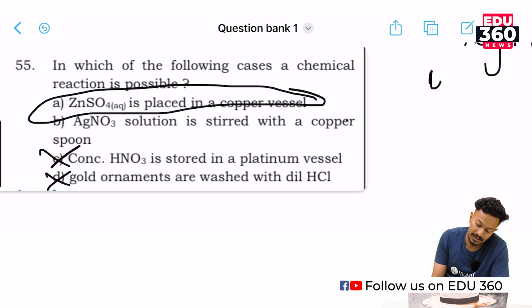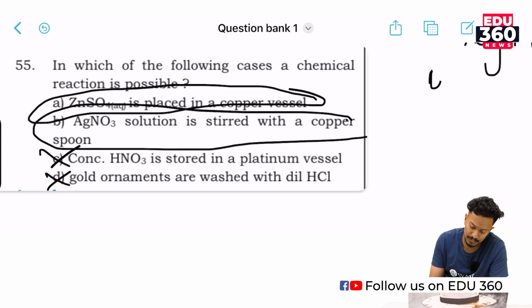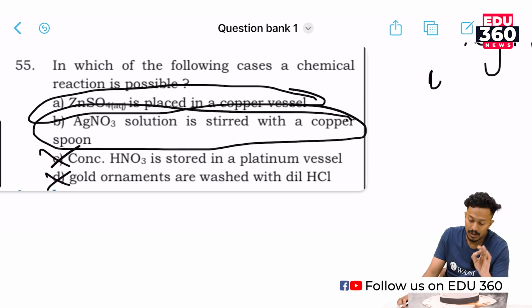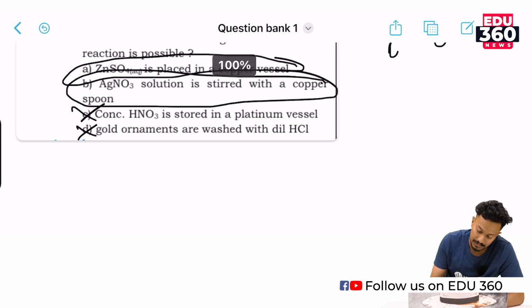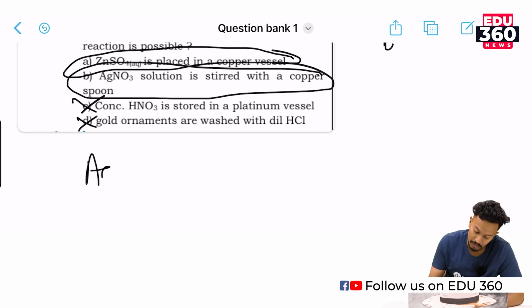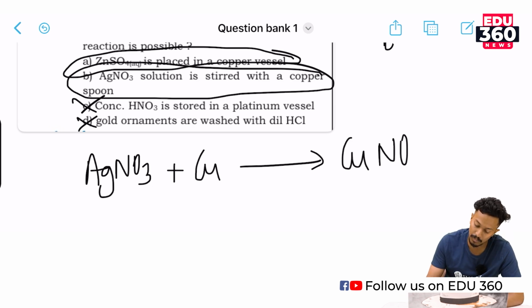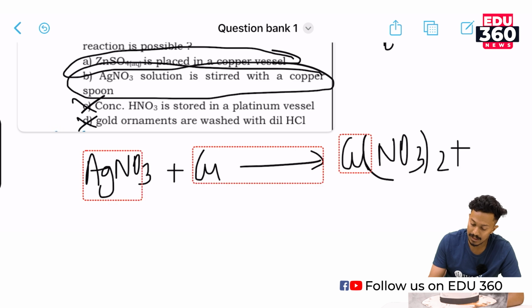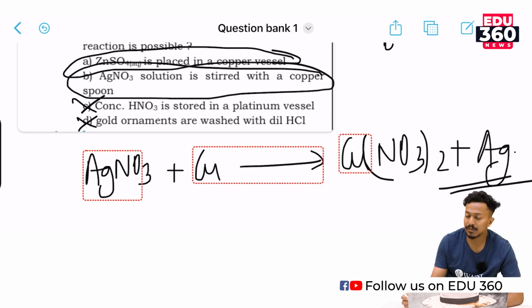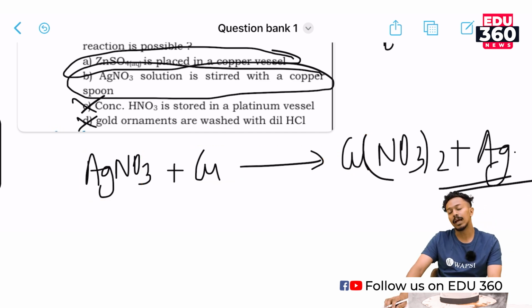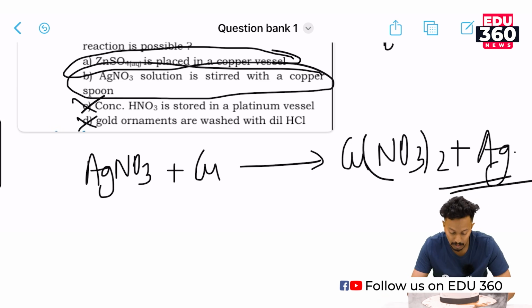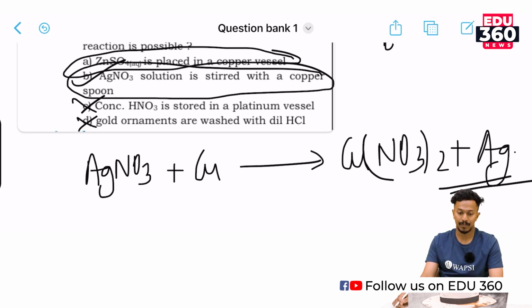But the correct option would be silver nitrate. This is because when AgNO3 solution is stirred with copper, a displacement reaction occurs which gives copper nitrate, Cu(NO3)2, plus Ag, a free silver element. So the correct option would be option B.